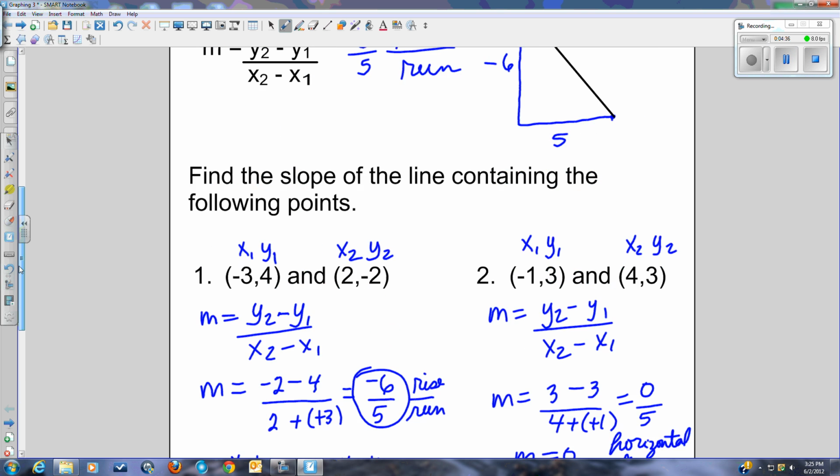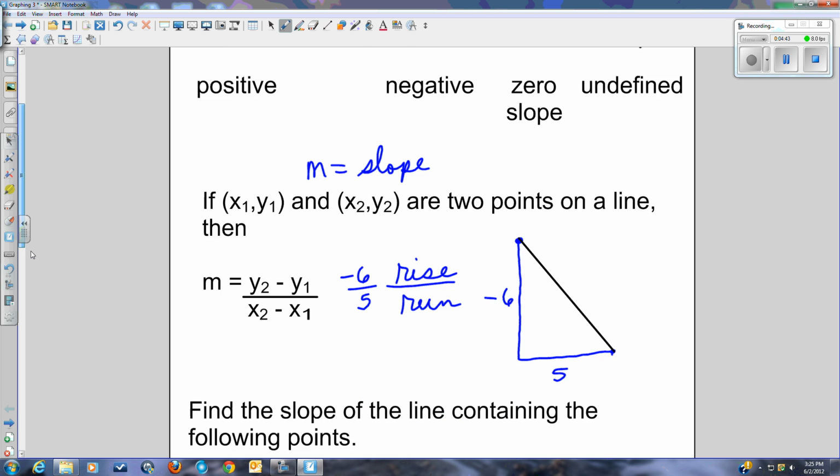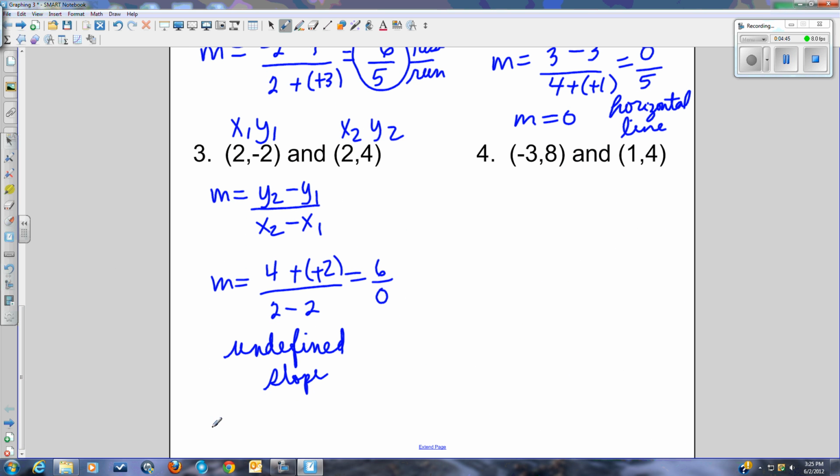Going back to the top, we said a vertical line has an undefined slope. So we can even go a little bit further and tell you what kind of a line this is. This is a vertical line. And let's move on to the next one.